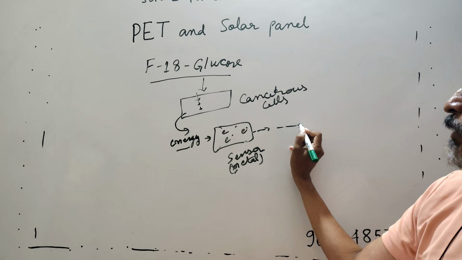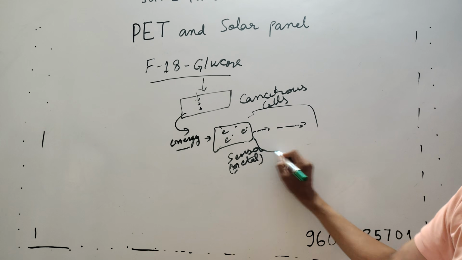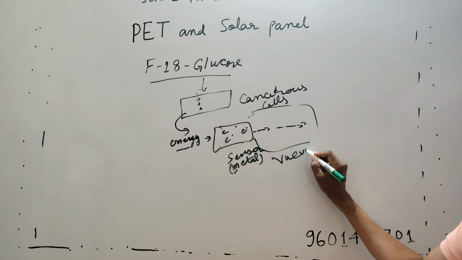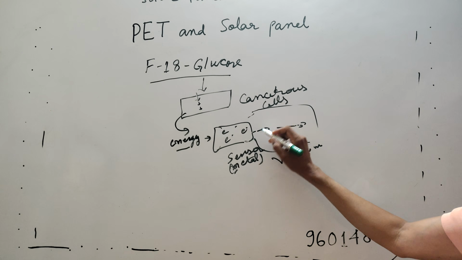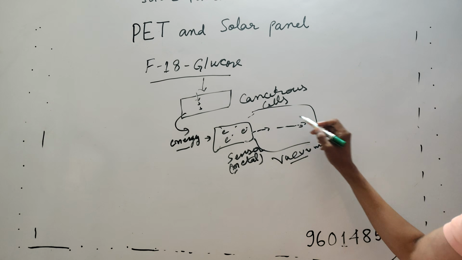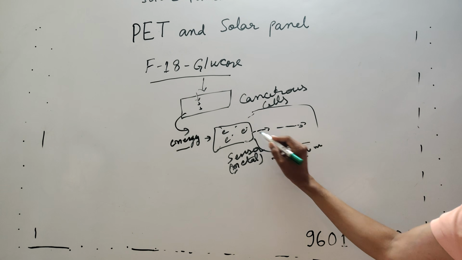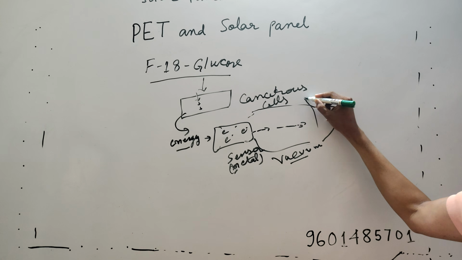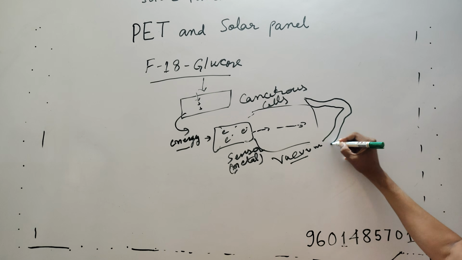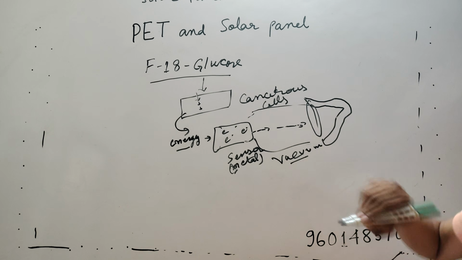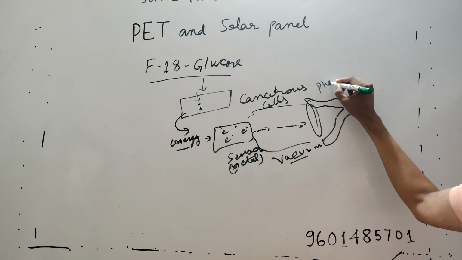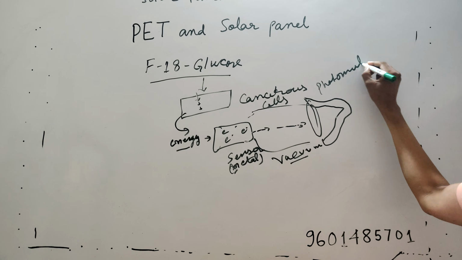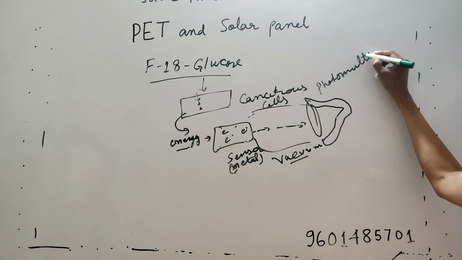There is a flow of electrons, and there could be a vacuum. The electrons will travel through this vacuum, and here is a photomultiplier. This is a photomultiplier.